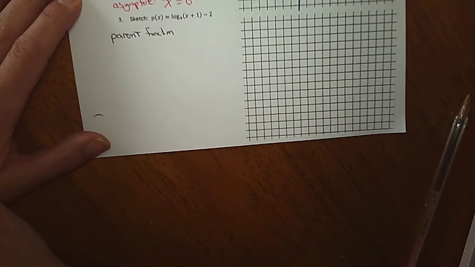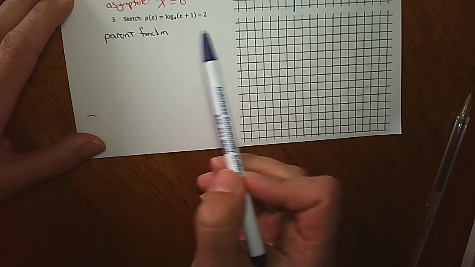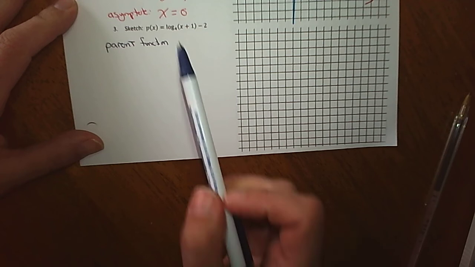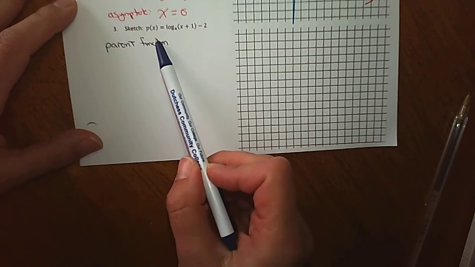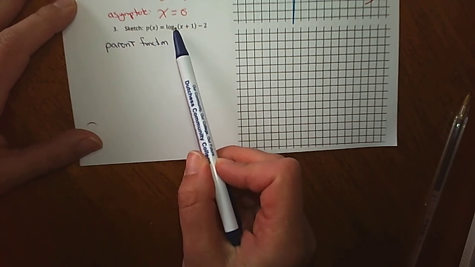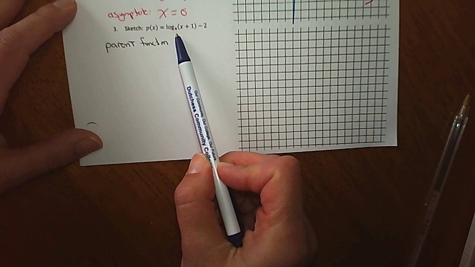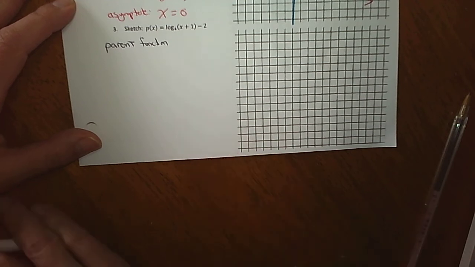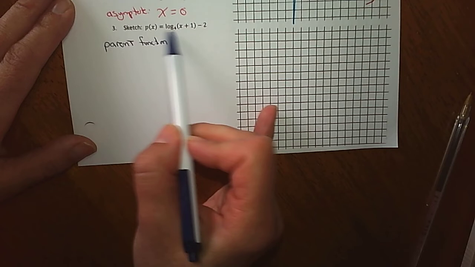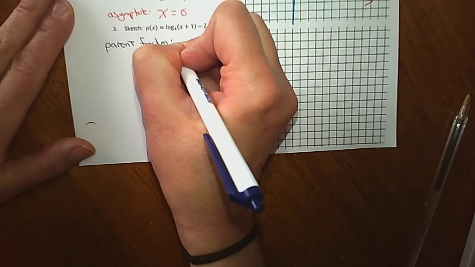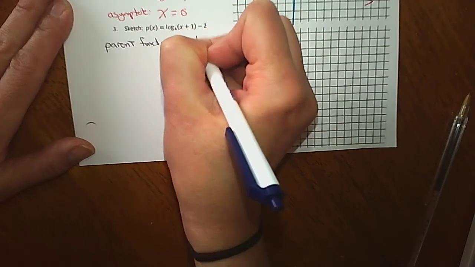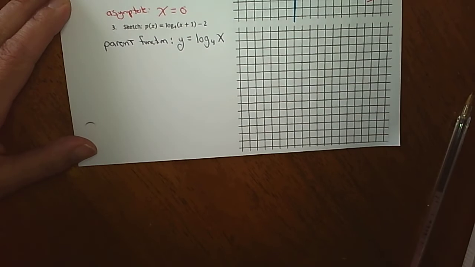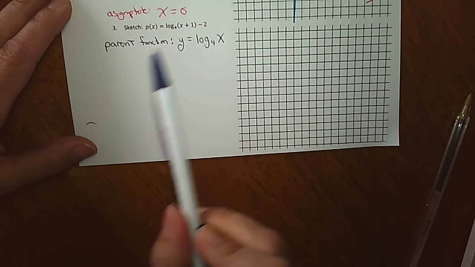The parent function means what would be the meat and potatoes of this with all of the extras. So let me just read what the equation says in case you can't read it. It's p of x equals log base 4 of (x plus 1) minus 2. Now this is my parent function. The parent function would be y equals log base 4 of x. That would be the basic equation without the shifts.